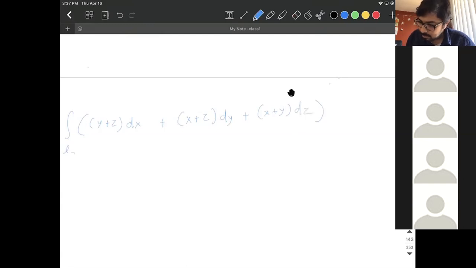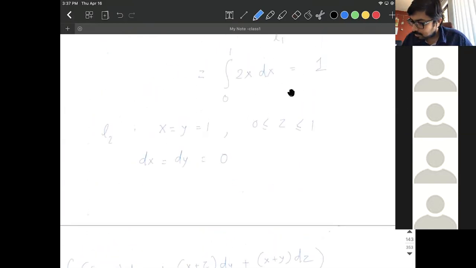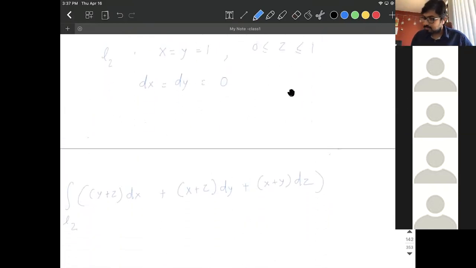Still have dz. Now on L2, let's do it like this. So the dx and dy's being 0, this part goes away, and we're only left with the dz part. And now x and y are the same, they're equal to 1. So it's simply 2 times dz.